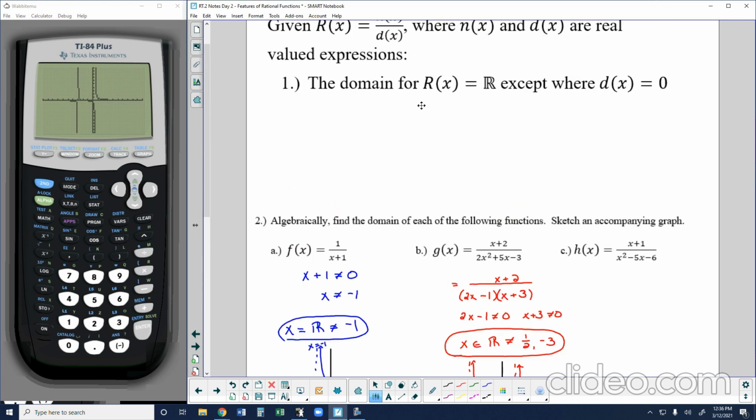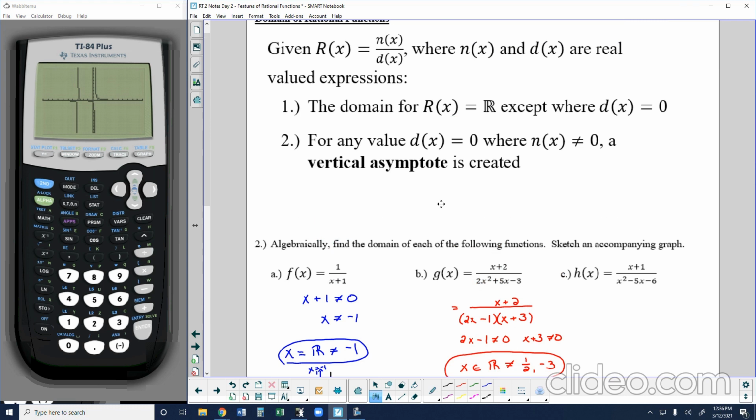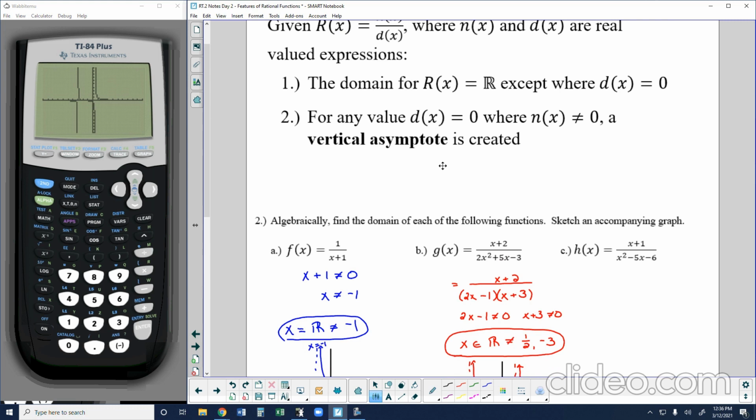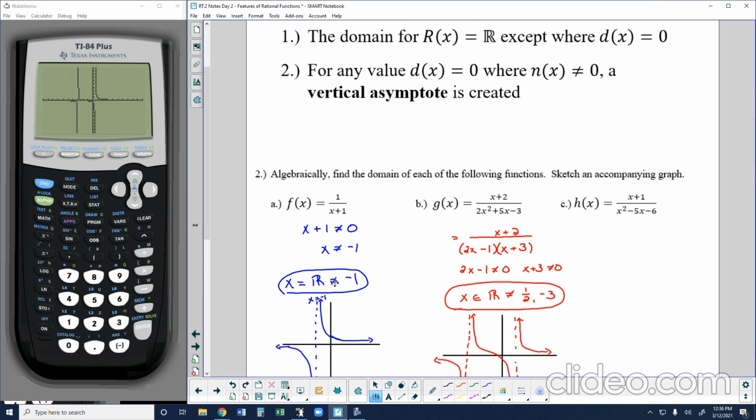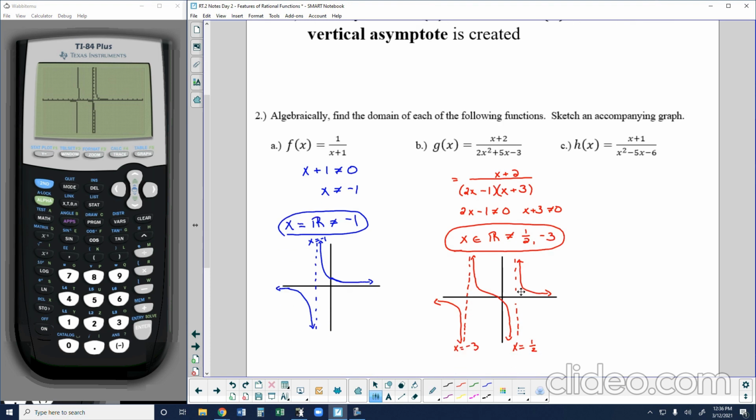So a rule for vertical asymptotes: any zero of the denominator that is also not a zero of the numerator will be a vertical asymptote. So in both cases where we found the values that x could not be, those were restrictions on the domain, but these would not give a 0 in the numerator, or a 0 for the entire function, and so they would be vertical asymptotes.